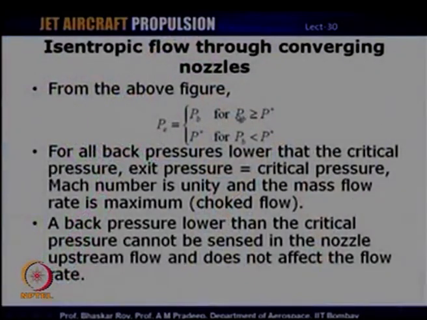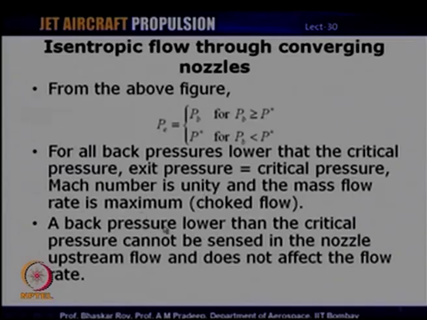So, from the above figure that we have just discussed, the exit pressure P_e will be equal to the back pressure for all back pressures greater than P star. Exit pressure will be equal to the critical pressure for any back pressure which is less than the critical pressure itself. So, for all back pressures lower than the critical pressure, exit pressure will be equal to critical pressure, Mach number is unity and mass flow rate is maximum, that is we get a choked flow.